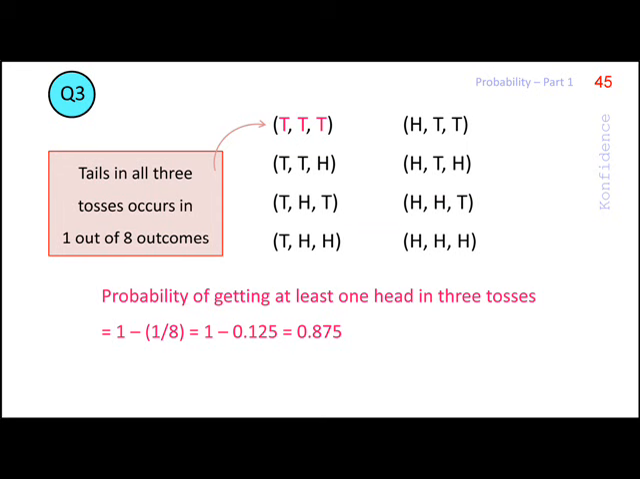Probability of getting tails in all the 3 tosses is 1 out of 8, as can be seen from the slide. So, the probability of getting at least one head when the coin is tossed thrice will be 1 minus 1 by 8, which is equal to 1 minus 0.125 equals 0.875.